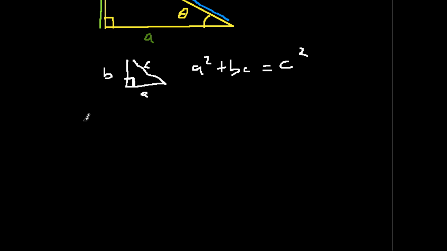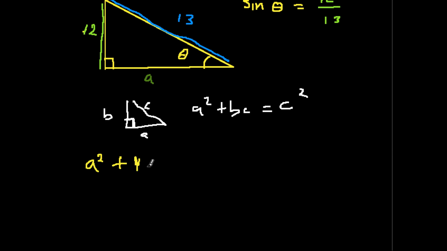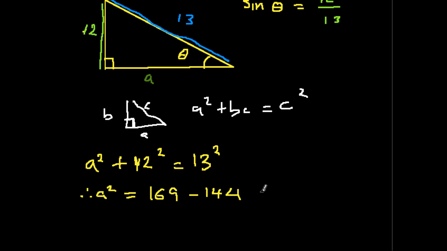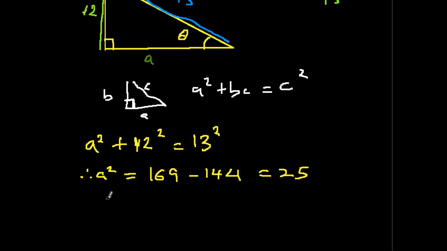And now we know that A squared plus 12 squared is equal to 13 squared. Therefore, A squared is equal to 169 minus 144, which is equal to 25. And therefore, if A squared is equal to 25, then A is equal to 5, because I took the square root of both sides. So now we know that this value up here that we called A is actually 5.